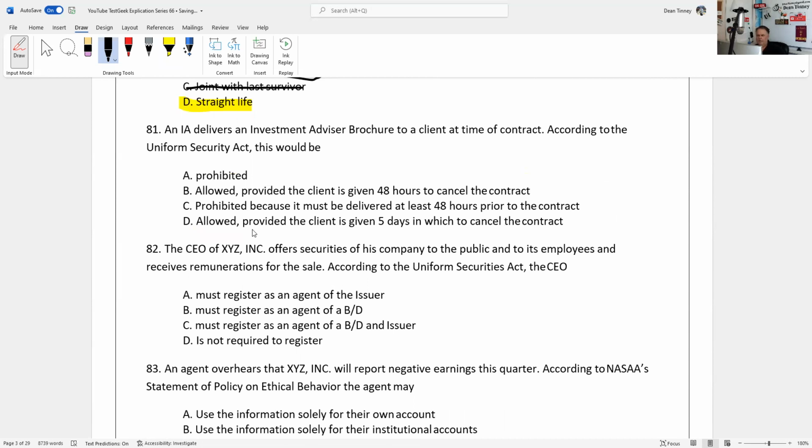An investment advisor delivers an investment advisory brochure to a client at the time of the contract. According to the Uniform Securities Act, this would be, well, no, giving you the disclosure is a good thing, right? So you should get rid of A and C right away. The way I think of it is D, you have a free look period.